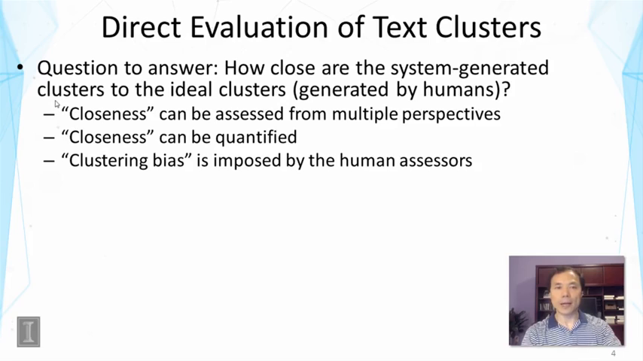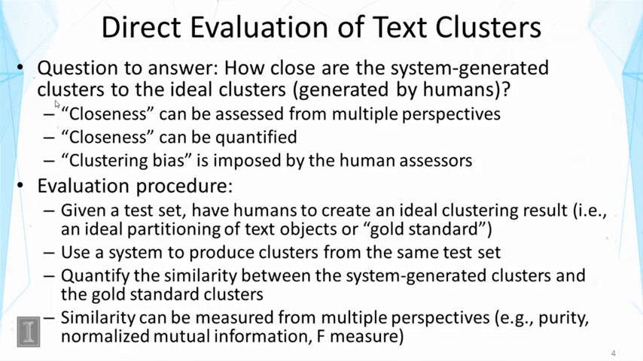Now, we also want to quantify the closeness, because this would allow us to easily compare different methods based on their performance figures. And finally, you can see in this case, we essentially inject the clustering bias by using humans. Basically, humans would bring the needed or desired clustering bias. Now, how do we do that exactly?